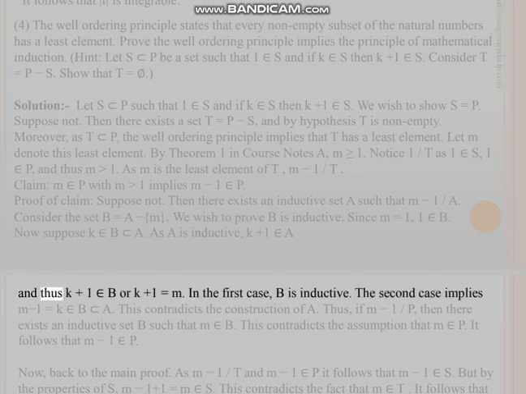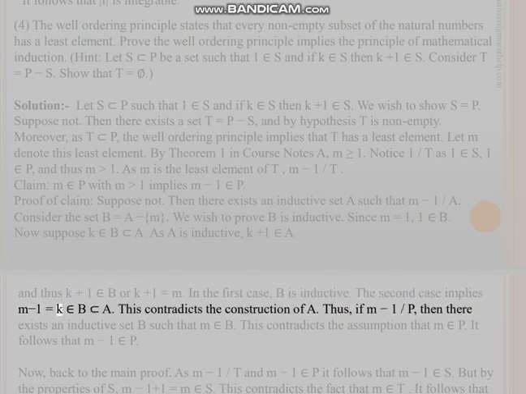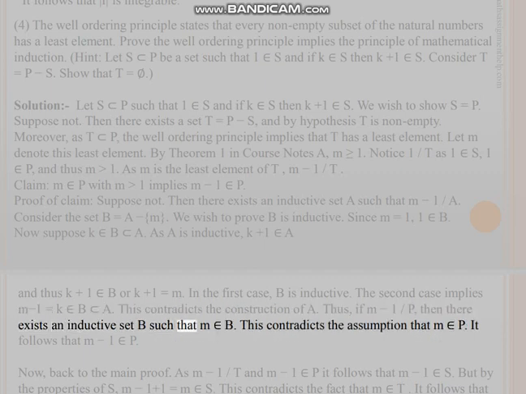And thus K plus 1 is an element of B, or K plus 1 equals M. In the first case, B is inductive. The second case implies M minus 1 equals K is an element of B, a subset of A. This contradicts the construction of A. Thus, if M minus 1 is not in P, then there exists an inductive set B such that M is not an element of B. This contradicts the assumption that M is an element of P. It follows that M minus 1 is an element of P.